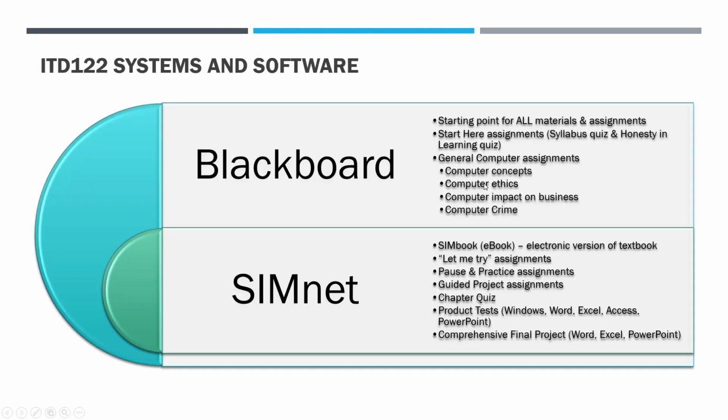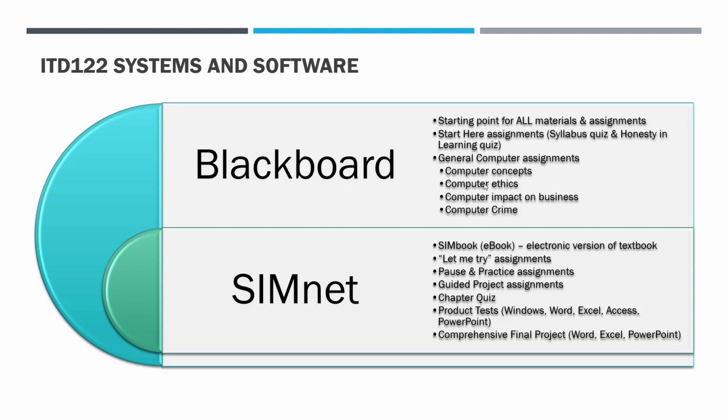So we're going to start with what systems and software we use in this class. And the two main systems are Blackboard and SimNet. Blackboard is where you always start. You always go into Blackboard and then into the ITD122 class. And then from there, you pick what it is that you're going to work on.